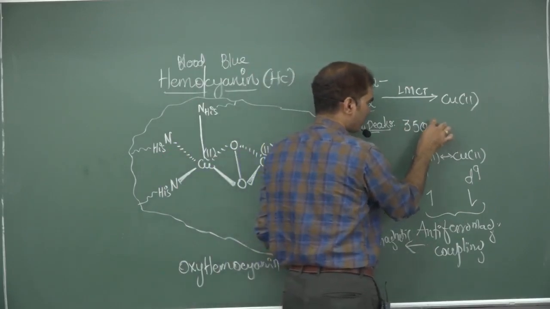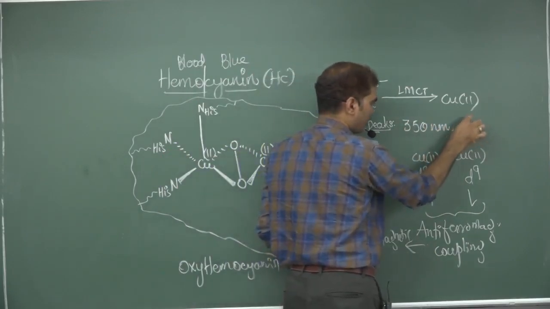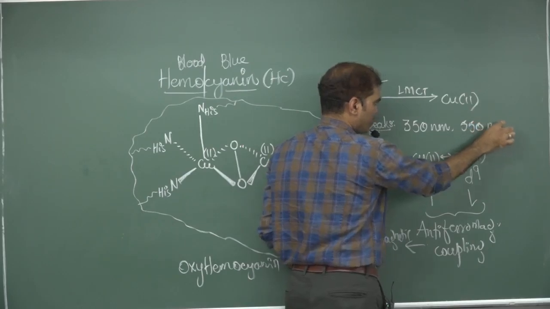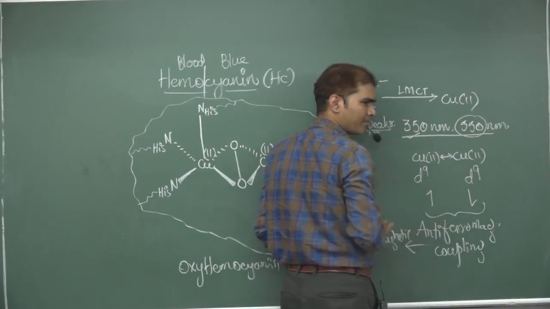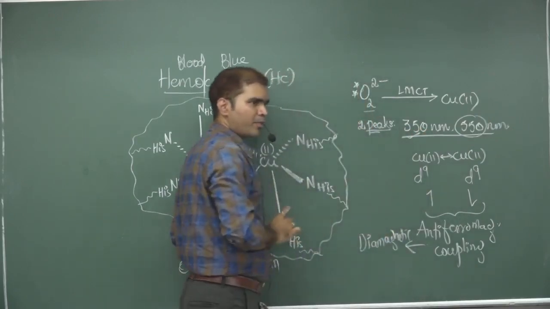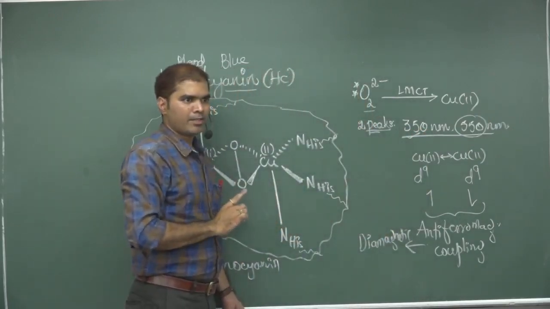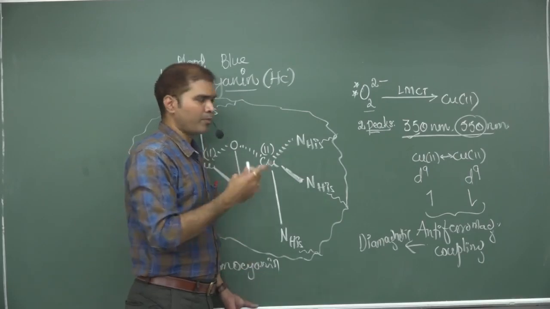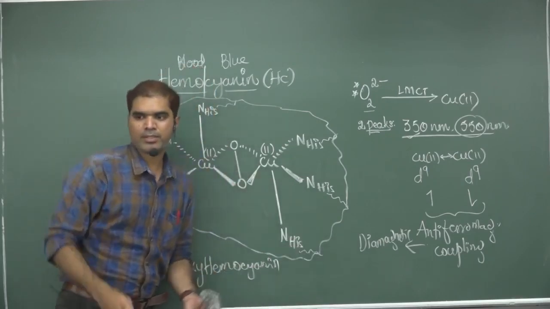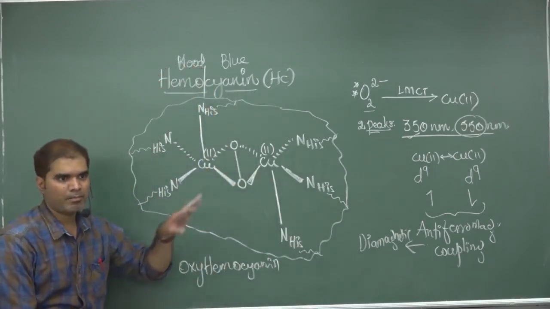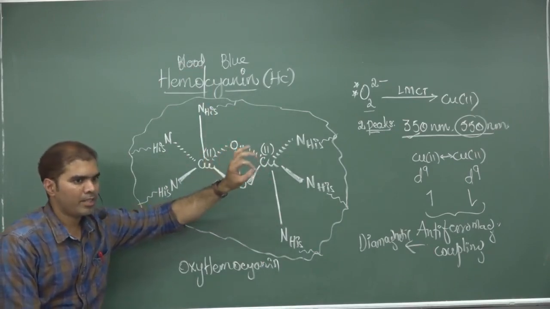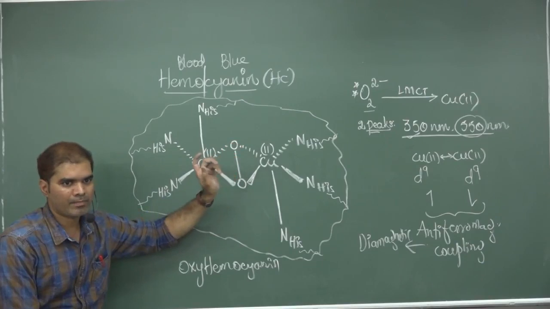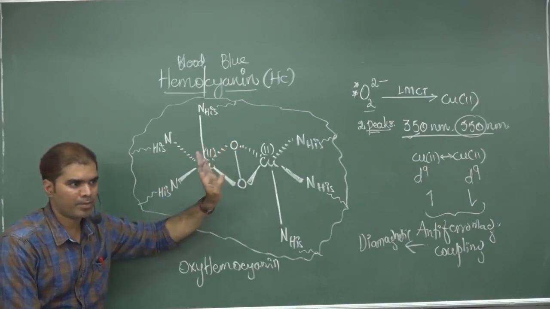Hemerythrin: 350 but 550 in the case of hemocyanin. So there is a change of one peak. The remaining peak is almost the same, 350. In hemerythrin you find 350 and 455, and the color was purple or violet pink. But in this case you are getting 350, along with that you are getting 550, and that is giving you blue color. Okay, so these are the points.